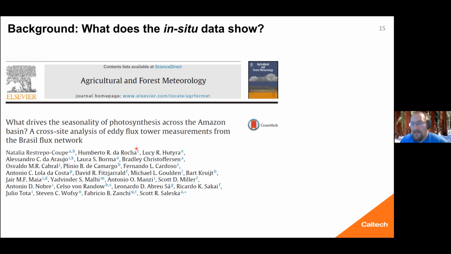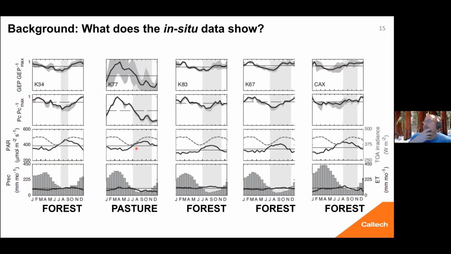So what does the in situ data tell us, though? They began a network of flux towers in the Amazon in 2000. We have data starting in 2000, and a relatively fragmented record among the different towers that are there. But this is what they show. Each column here is a different eddy covariance tower. At the bottom, I've labeled whether they're in forest or pasture. And what I want people to focus on is this first row at the top. This is gross ecosystem productivity, or GPP.